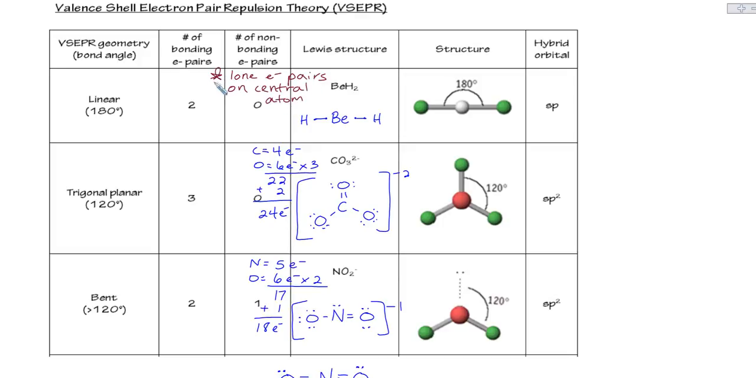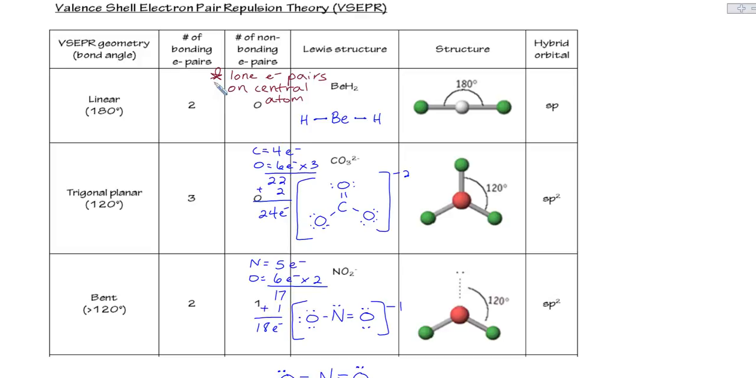Maybe add that little blurb in there. There's going to be lone pairs of electrons all over the place, but the ones that really affect the molecular geometry are those non-bonding electrons, those lone pairs, that fall on the central atom. Make a note of that.